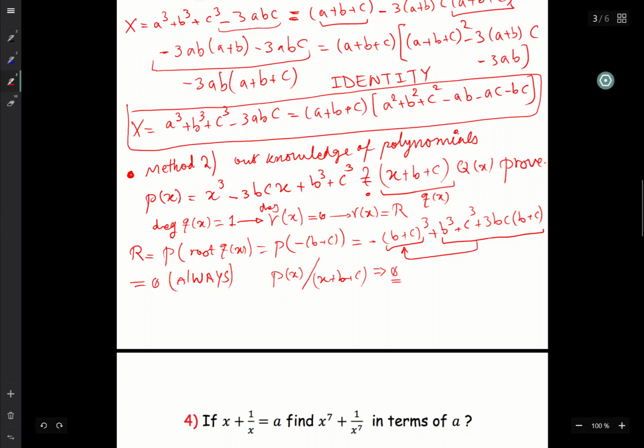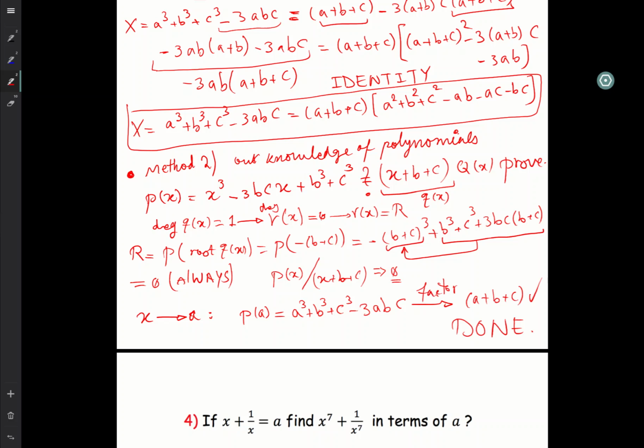So p of x always has a factor of x plus b plus c. So just substitute x with a, right? Because x could be any number. Therefore, p of a, a cubed plus b cubed plus c cubed minus 3abc, has a factor of a plus b plus c. Done. Okay?